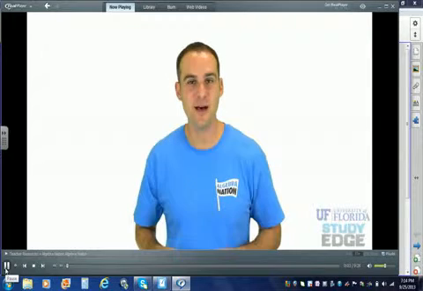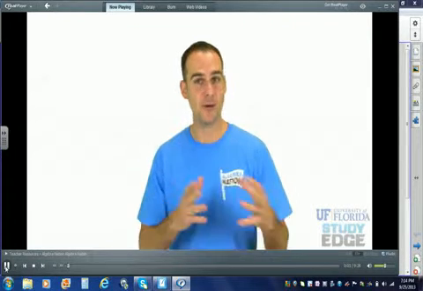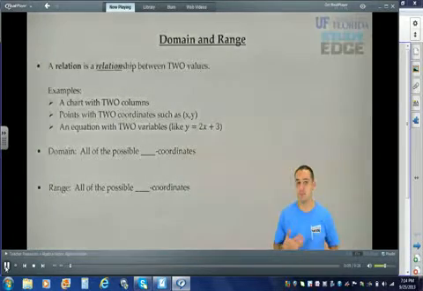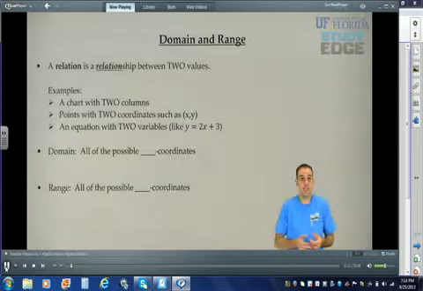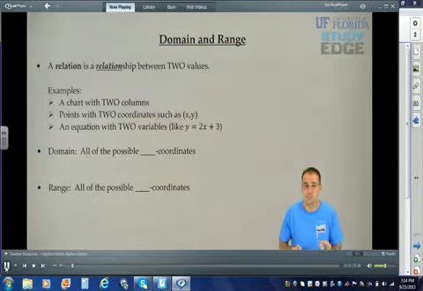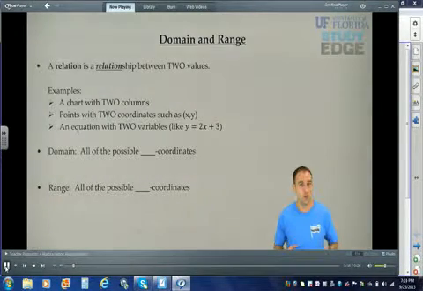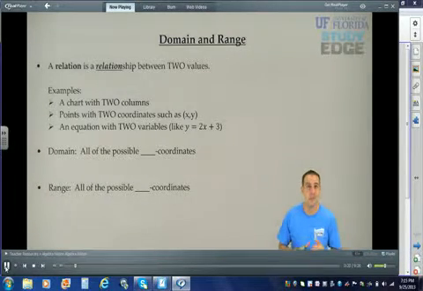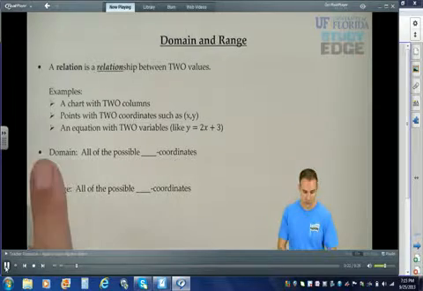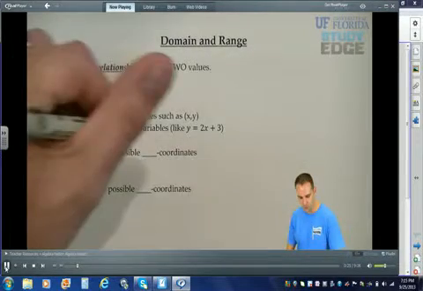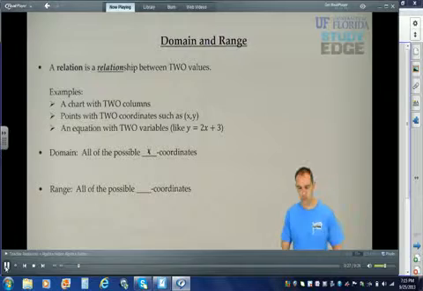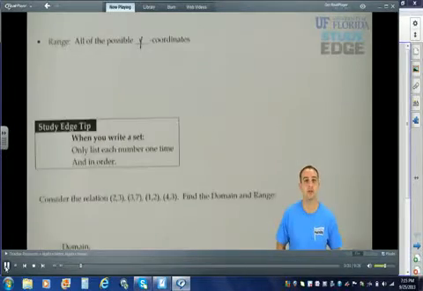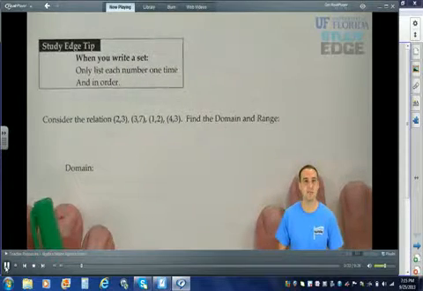Here we're going to be talking about domain and range. Domain and range deal with what's called a relation. A relation is a relationship between two variables. For example, a chart with two columns, a point with two coordinates, an equation with two variables. The idea is with domain and range, domain is going to be all the possible x coordinates, and range is going to be all the possible y coordinates. So overall, we're going to start to write sets of domain and range.